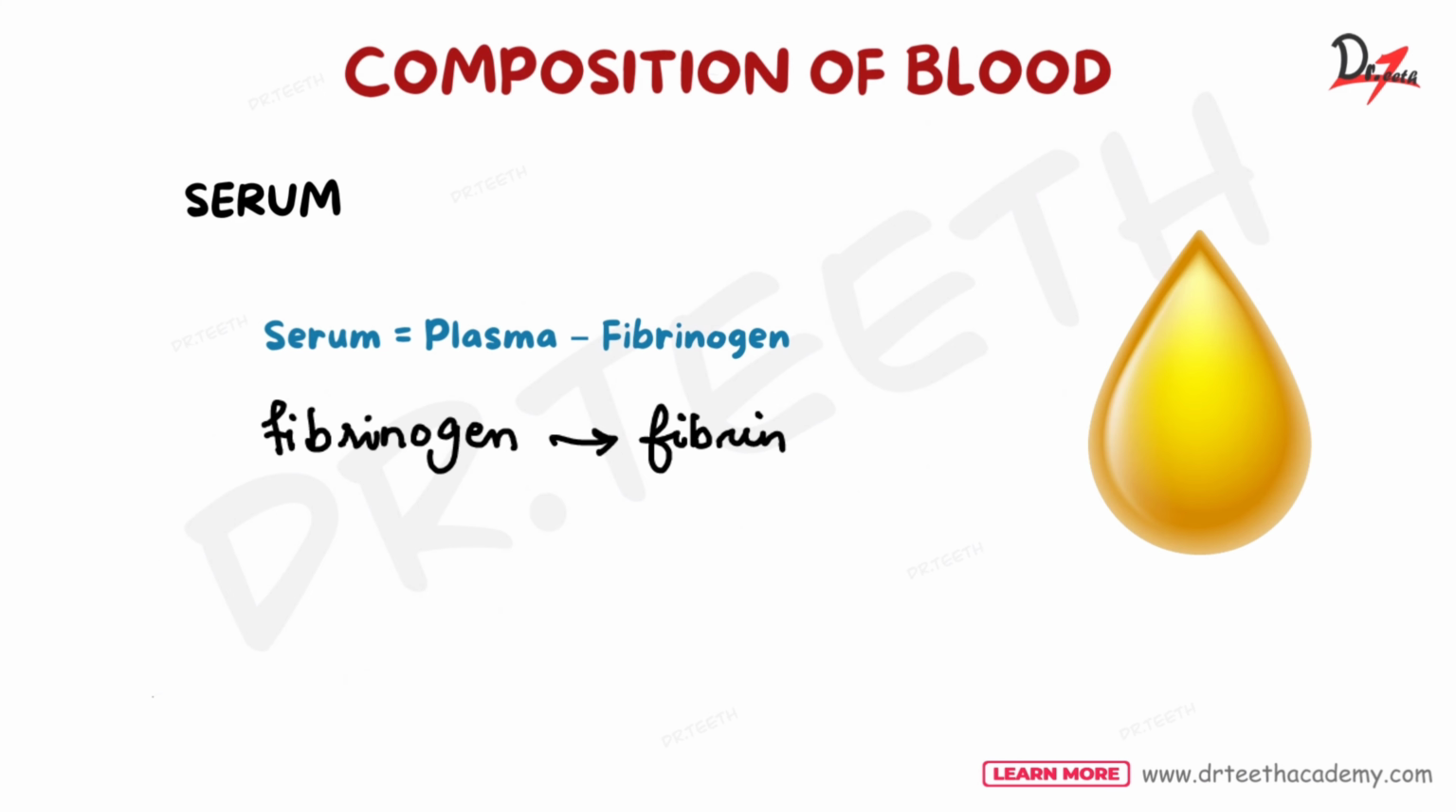It is different from the plasma only by the absence of fibrinogen. That is, serum contains all other constituents of plasma except fibrinogen. Fibrinogen is absent in serum because it is converted to fibrin during the blood clotting. So this can be a viva question, differentiate between serum and plasma.